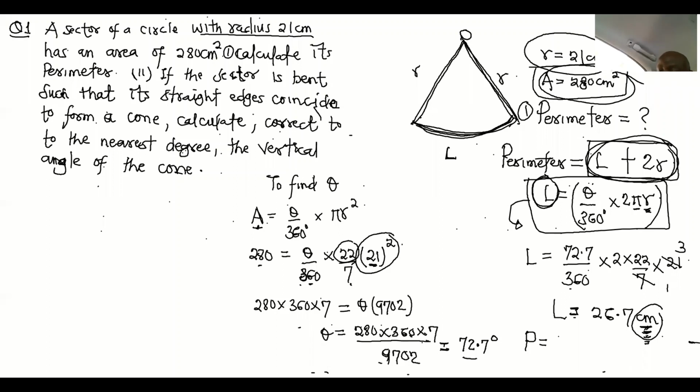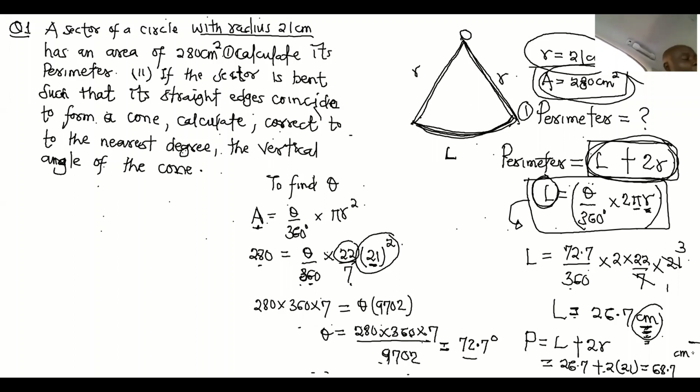Perimeter is now what? Length plus 2 radii. What's the length? 26.7 plus 2 times radius, which is 21. So what's the final answer, anybody? That'd be 42 plus 26.7. What's that? 68.7 centimeter also. Centimeter. Don't forget that. That is the perimeter of this sector.